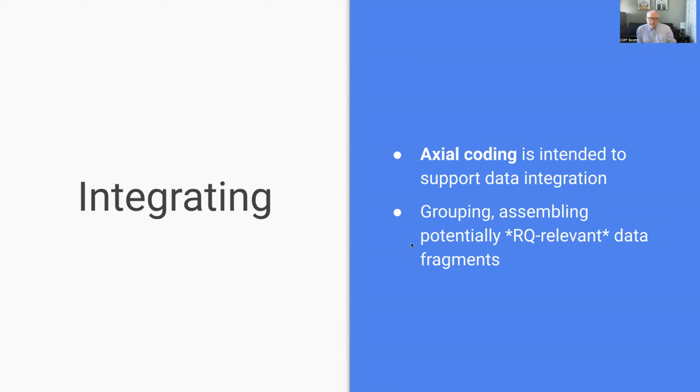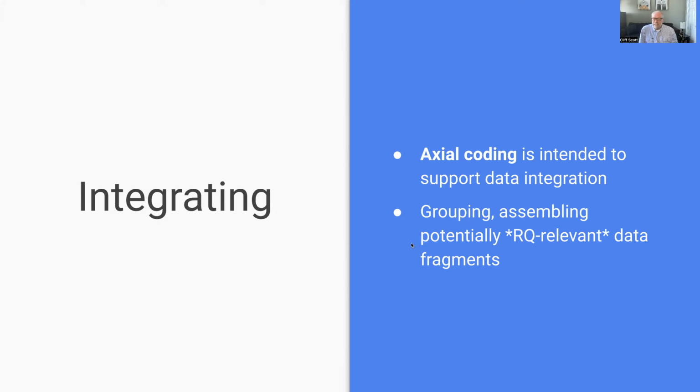Up to now, we've been talking about axial coding and really trying to keep things at the lowest level of abstraction. I'm sorry, we've been talking about open coding and keeping things at the really lowest level of abstraction. And now what we're trying to do is move up a level of abstraction.